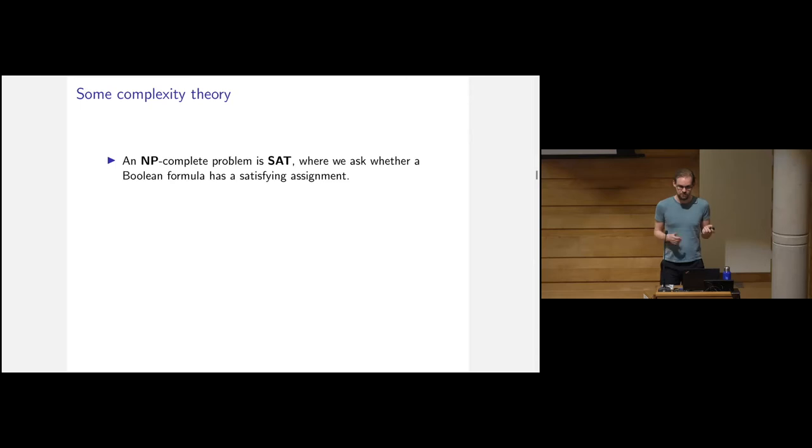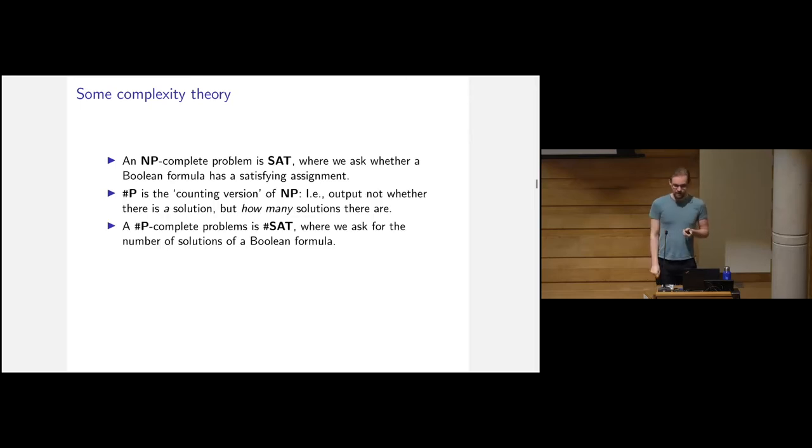Hopefully a thing that most of us are familiar with. And then there is a complexity class that is called #P, or number P, and this is the counting version of NP. So now we don't care about is there a solution, but how many solutions are there? And a #P-complete problem is called counting SAT, or #SAT. And this is, we are given a Boolean formula, and I ask you, what is the number of solutions to this formula?